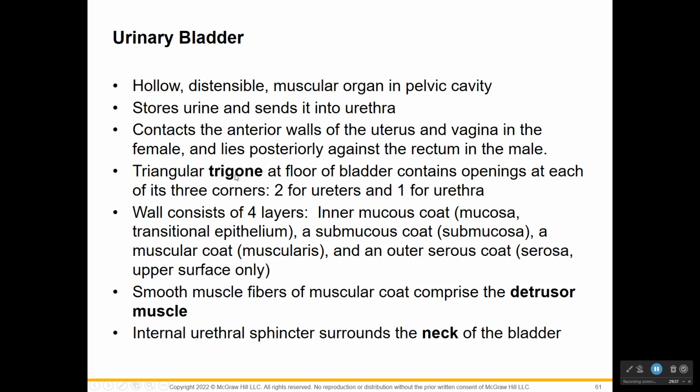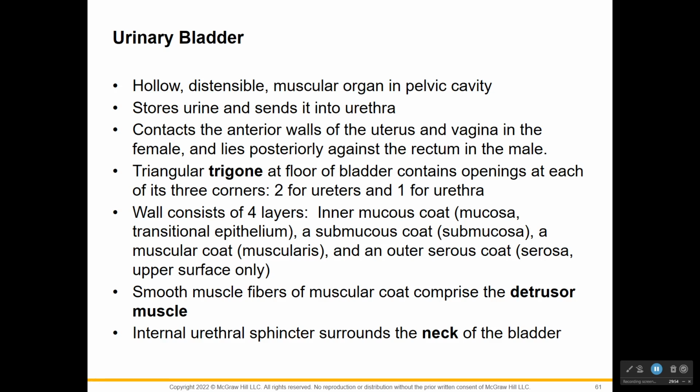So here's that triangular trigone, or trigony, I've heard somebody say, in your bladder. I mentioned that the two ureters are going to come in the posterior side, and then you have one, the urethra, in the anterior side. We'll see that in just a second.